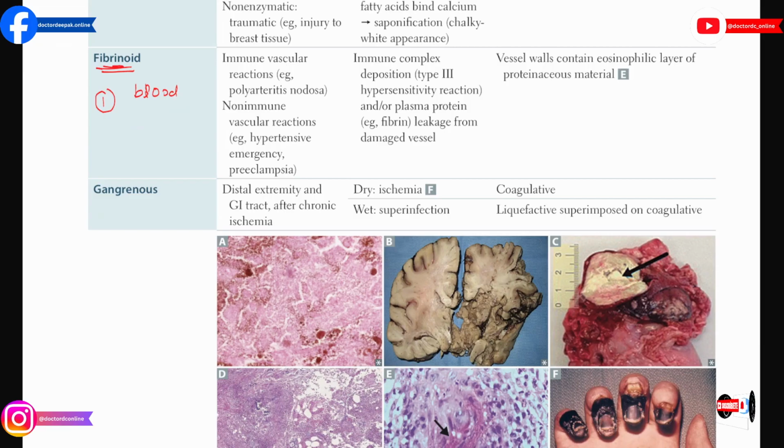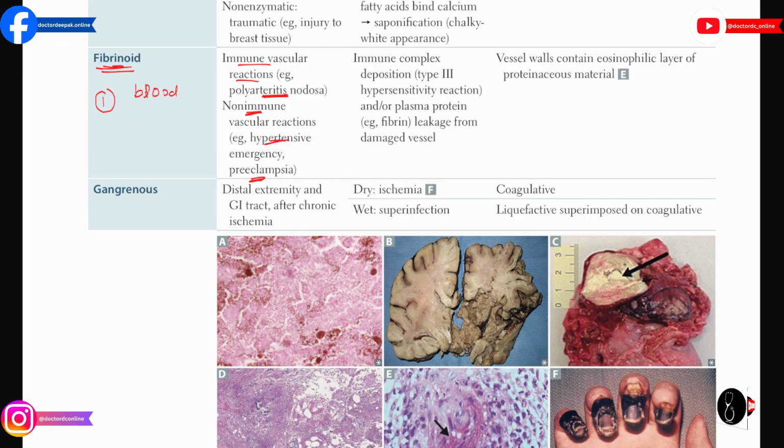They can ask you in the exam, can you give an example of fibrinoid necrosis? Basically, there are two main causes in which you can see fibrinoid necrosis. One is the immunovascular reaction like polyarteritis nodosa. It is an immunological problem. And second is the non-immunological problem like hypertension or preeclampsia.